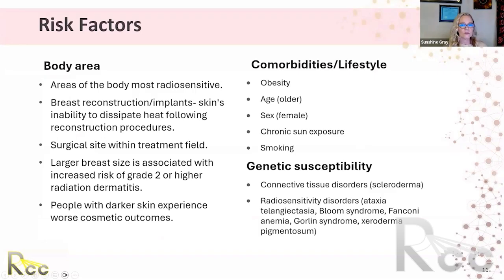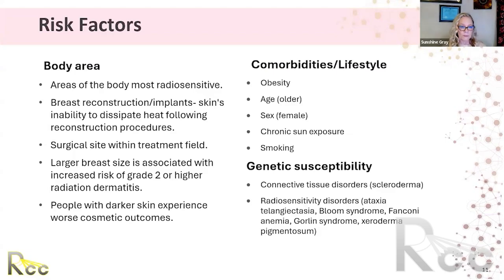So risk factors include different areas of treatment. We talk about the body area that we're treating, comorbidities, and also some genetic susceptibilities. Areas of the body that are most radiosensitive, we just covered. They tend to be bony prominences and large surface areas.